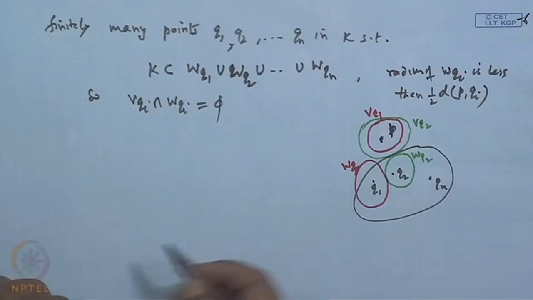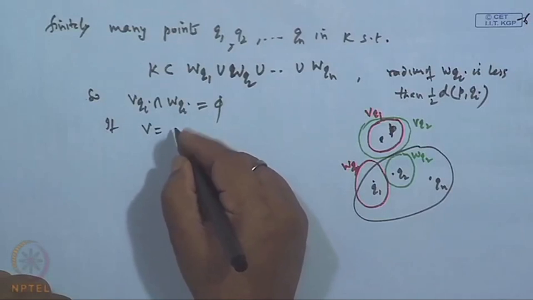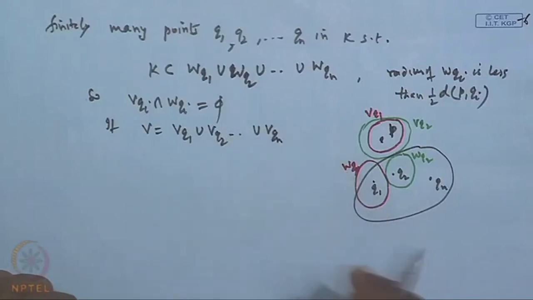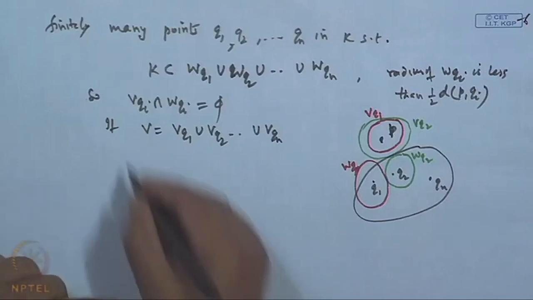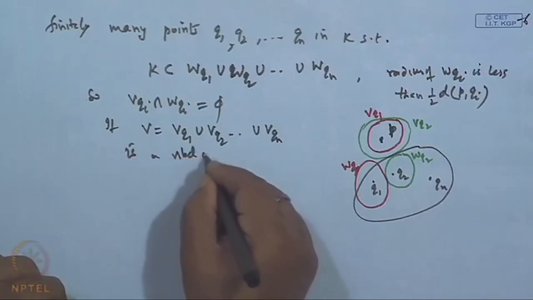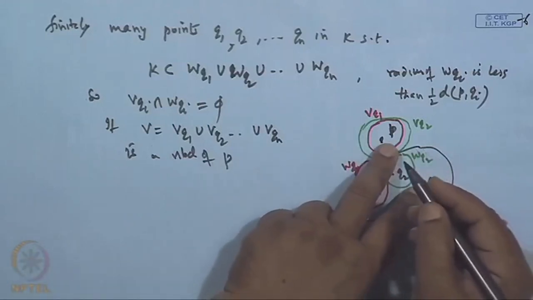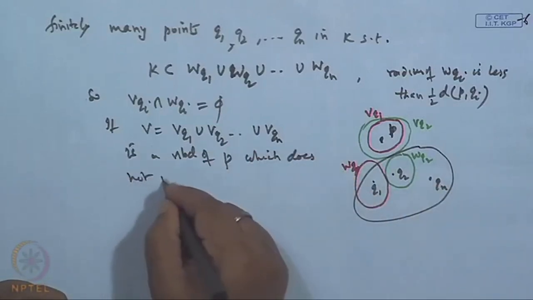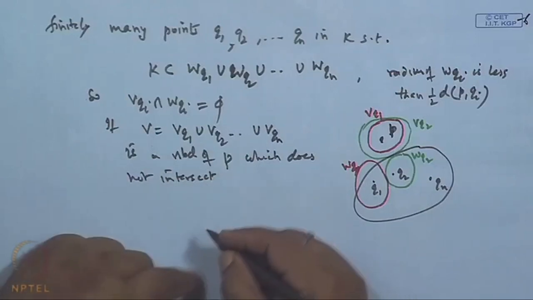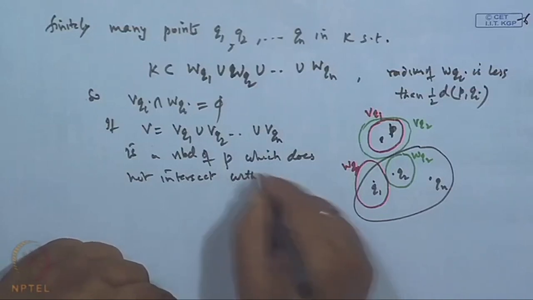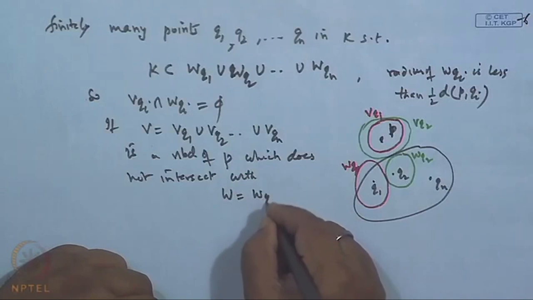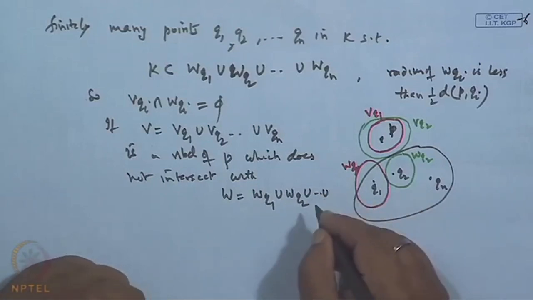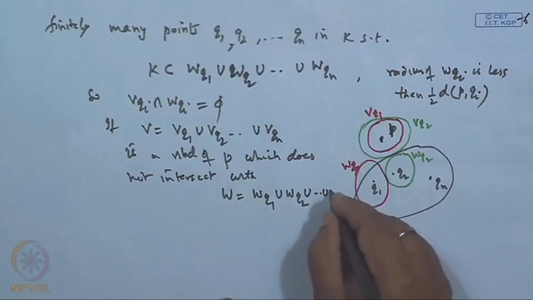So if we take V as the finite union of V_Q1, V_Q2, ..., V_Qn, then this is a neighborhood of P, and this neighborhood does not intersect W, which means W_Q1 union W_Q2 union ... union W_Qn.